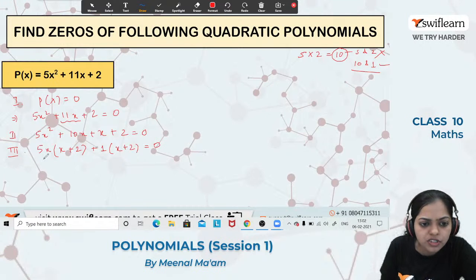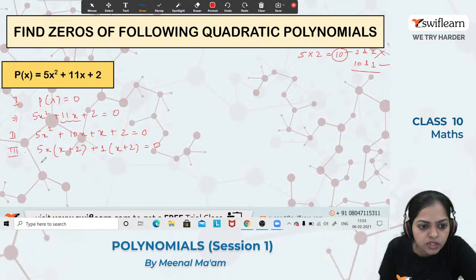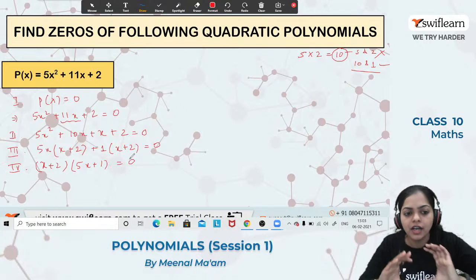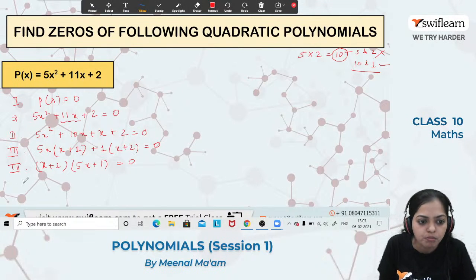Alright. Then the fourth step will be what? We have to arrange this equation. So x + 2 is common. So I will take x + 2 as common from these two terms. And then what is left? 5x + 1 equals to what? 0. So we have taken common again, and then our equation will be simplified like this. Alright. And what does this show? x + 2 = 0 and 5x + 1 equals to what? 0.